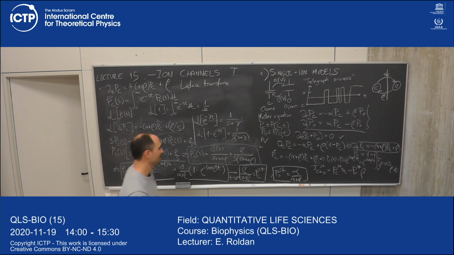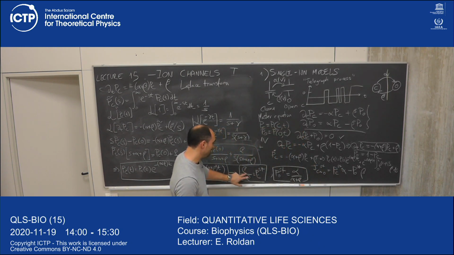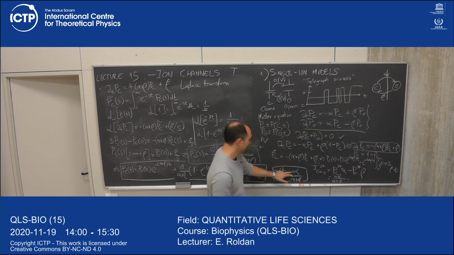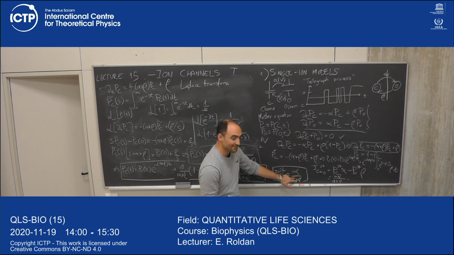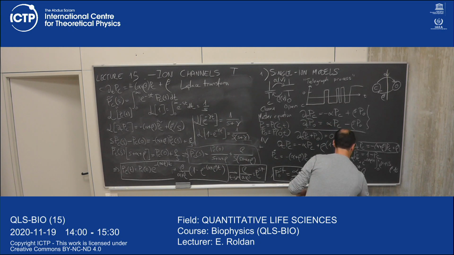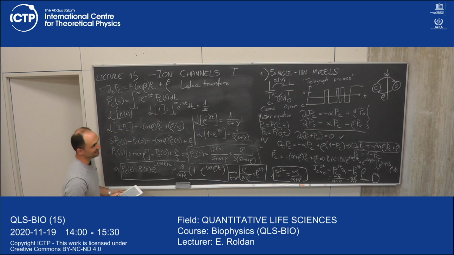So Pc stationary times alpha is alpha beta divided by alpha plus beta. And Po stationary times beta is alpha beta divided by alpha plus beta. So it's the same. So this is equal to 0. I think it should be totally clear to you.